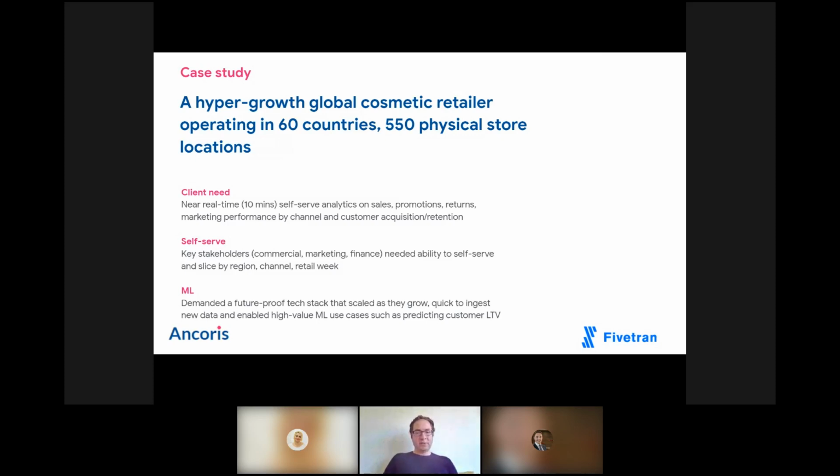And they wanted the ability to slice by region, slice by whether it's physical store or online store, slice by marketing channel, slice by particular retail weeks.